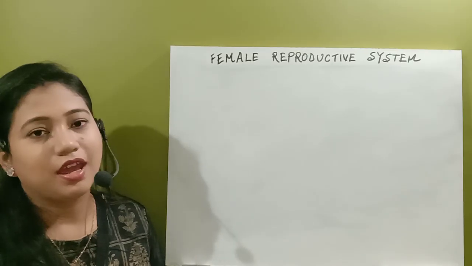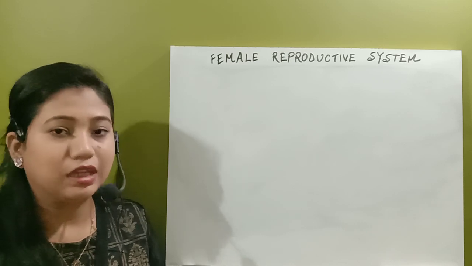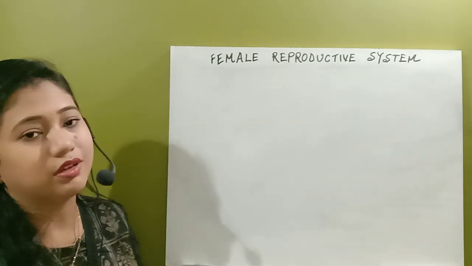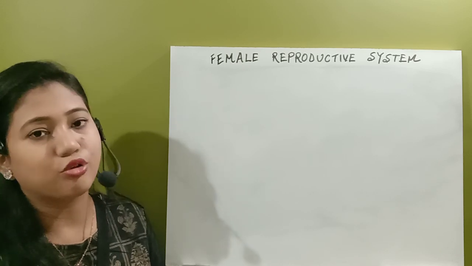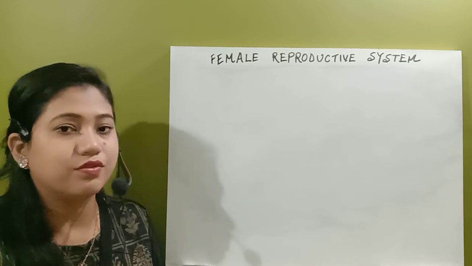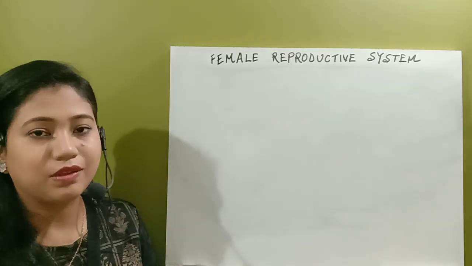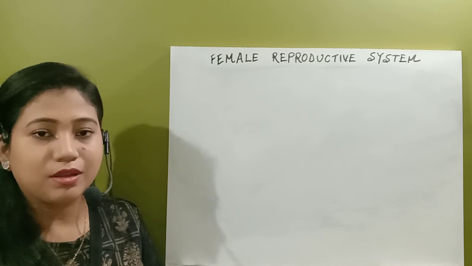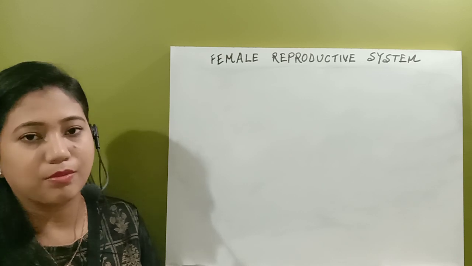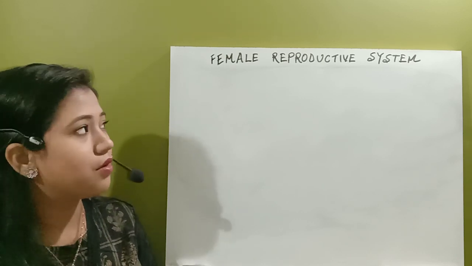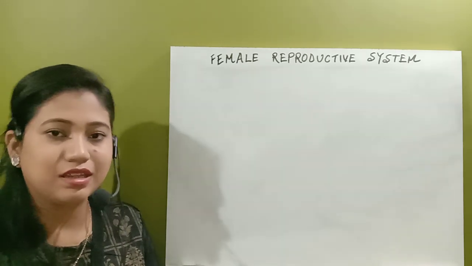Hello students, in the last video we have completed the male reproductive system. Now in this video we are going to start with the female reproductive system. We left one part in the male reproductive system, that is the structure of the male gamete or the spermatozoa. After completing the female reproductive system, along with the male gamete, we will also see the structure and function of the female gamete. So we left that part. First of all, we'll complete the female reproductive system, and after that we'll see the structure.